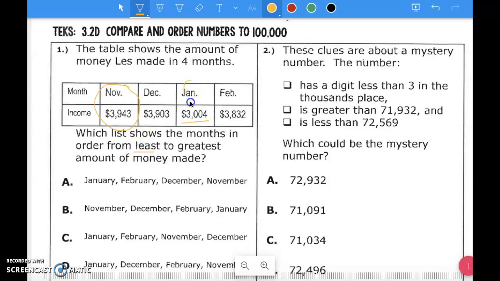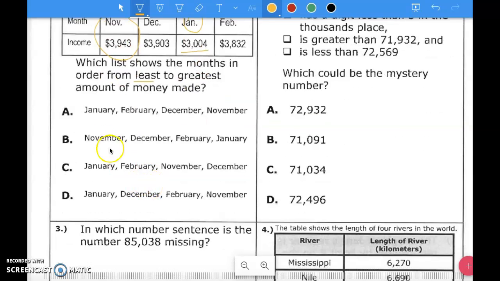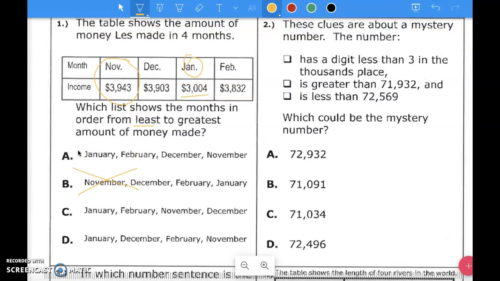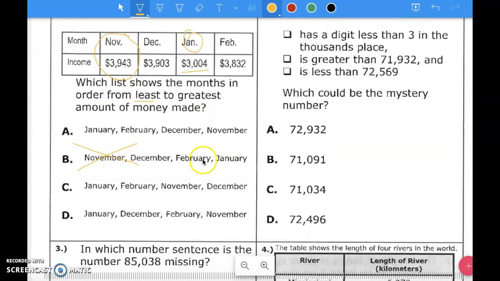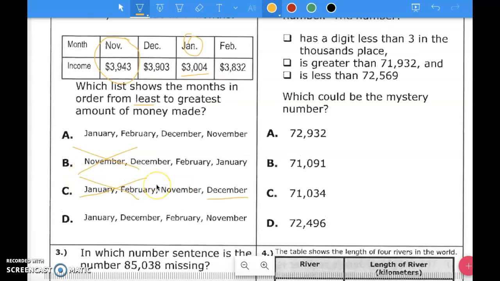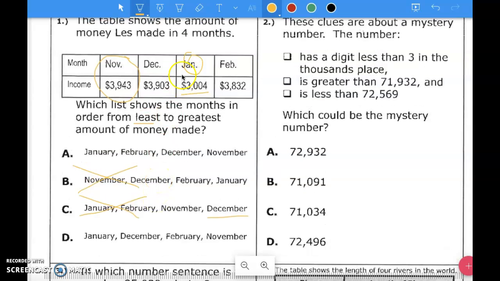So least, it must begin with January. So I can see November, and this one is wrong. Greatest, it must end in November. This one ends in December, so this one is wrong. So I got the two that are totally wrong. So I need to decide the ones in between.